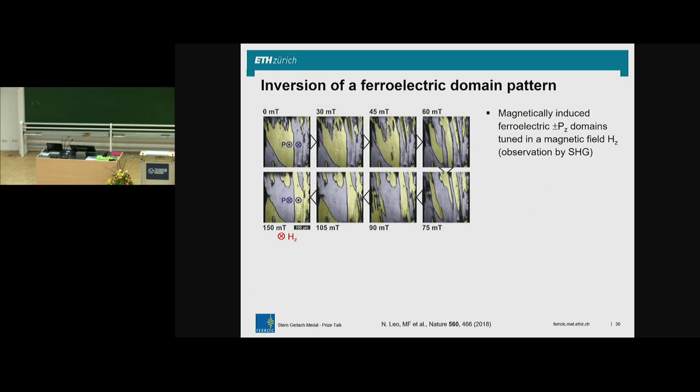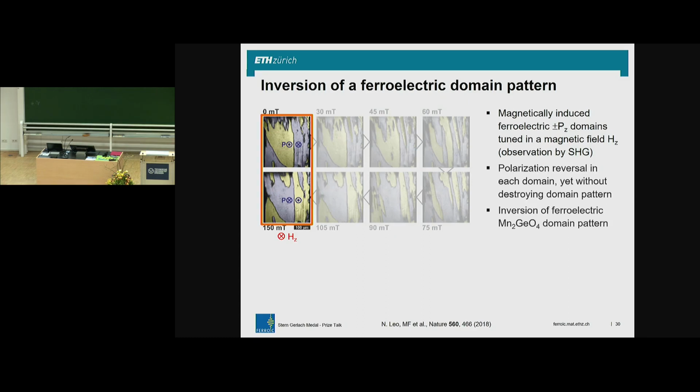And here you see such a functionality. So we imaged a ferroelectric domain structure by second harmonic generation. We apply a magnetic field to it, and the electric domain structure changes. And you would say it completely shifts domains around. But when you look at the first and the last picture, as the magnetic field goes from one domain structure to another, it looks the same. It's just that in every spot, the polarization is reversed. So it's a kind of domain inversion. Domains stay, but polarization is reversed everywhere. Nice functionality. It's a kind of holistic NOT operation.